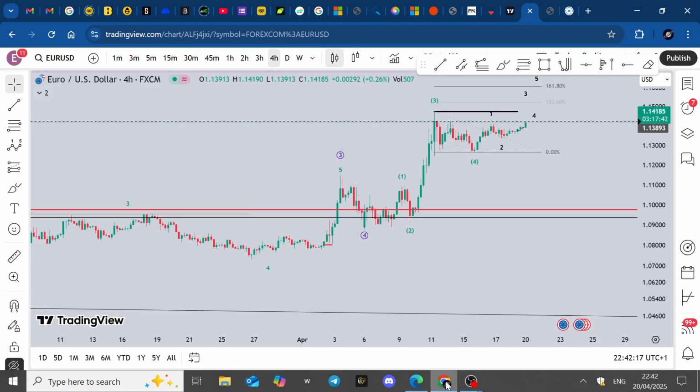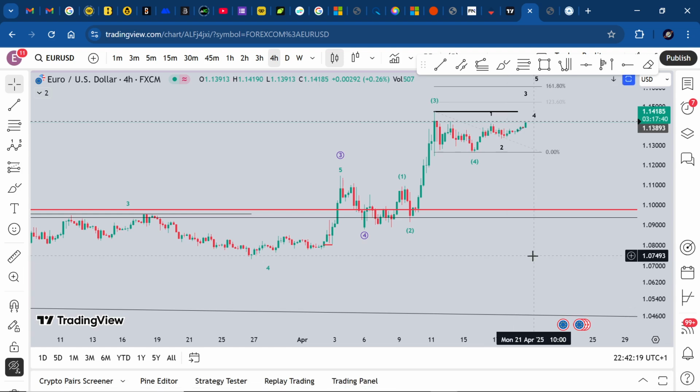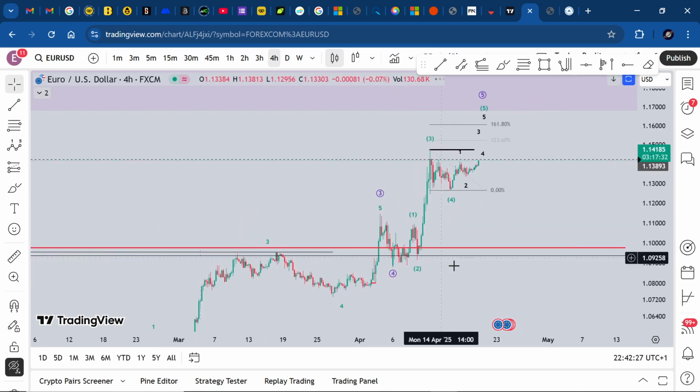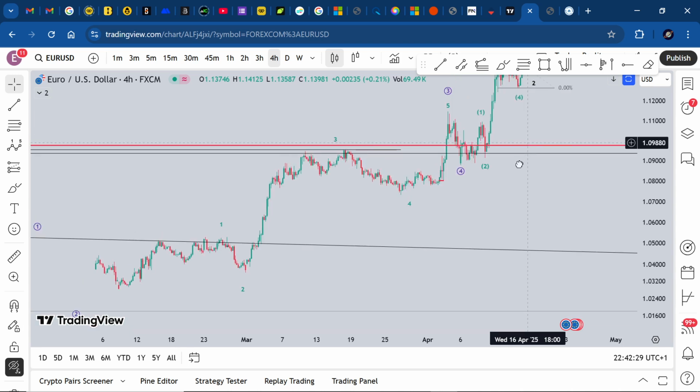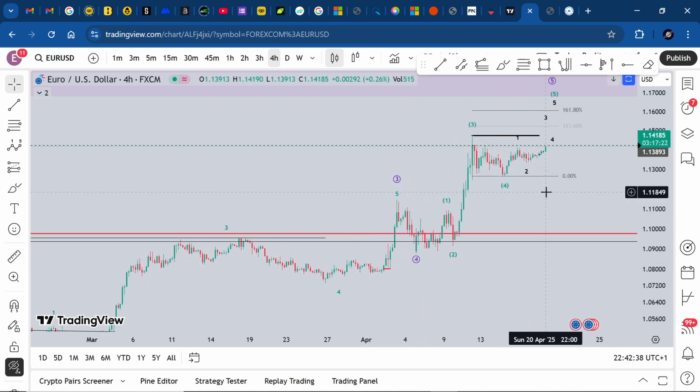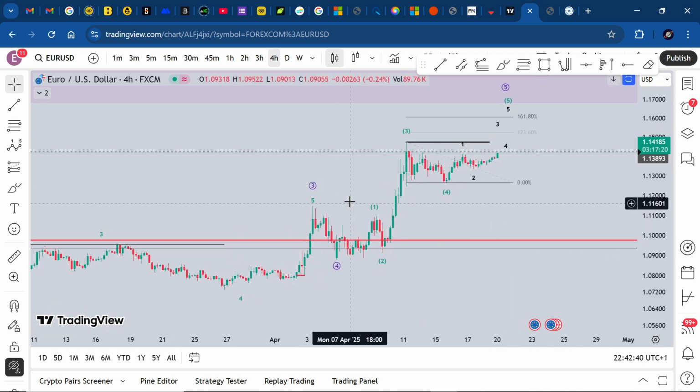Gonna do an analysis on the USD major pairs. Market just opened 40 minutes ago. That's 10 p.m. UK time, and this has been our count for weeks now. We're currently in the fifth wave of the purple degree, 3, 4, 5, and inside that fifth wave, we're having an impulse, which is marked in green.